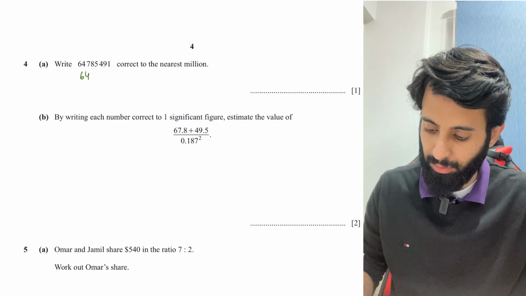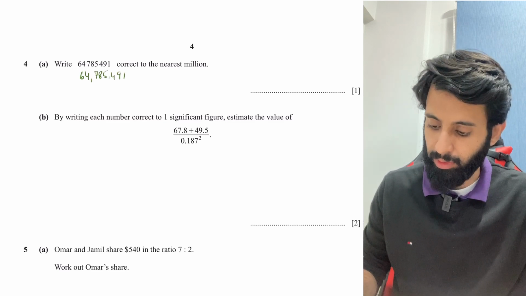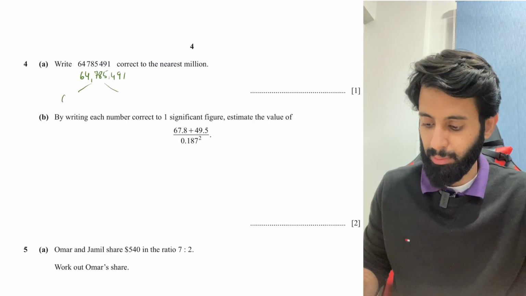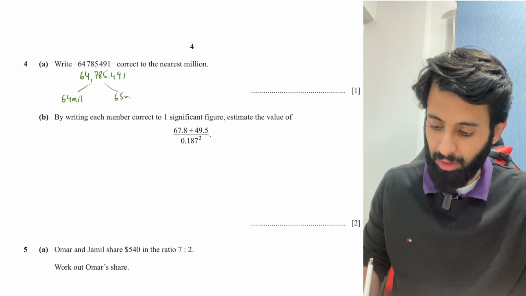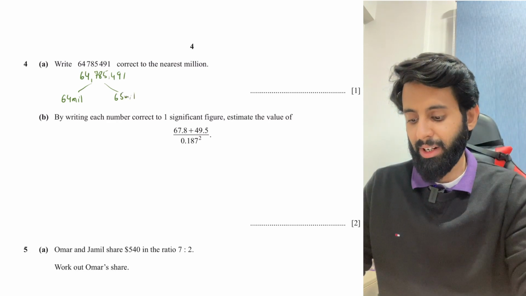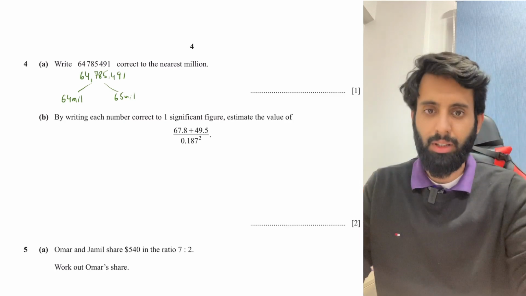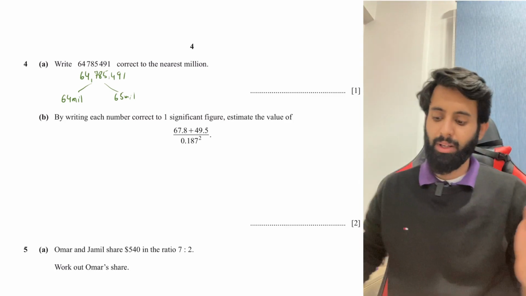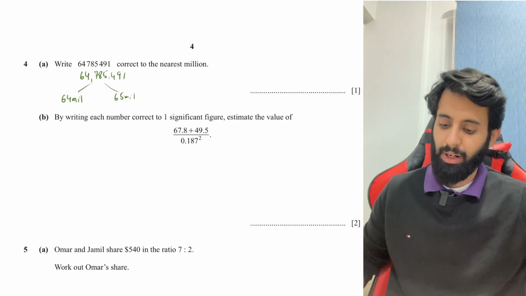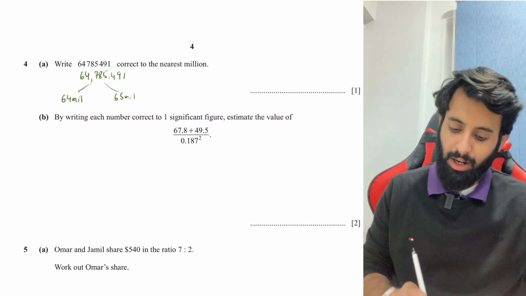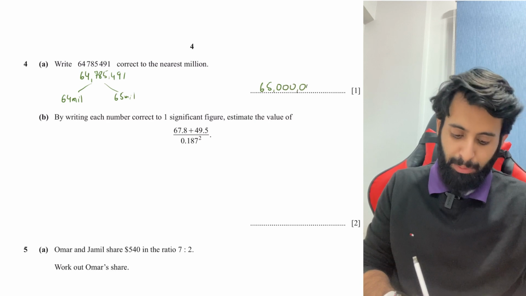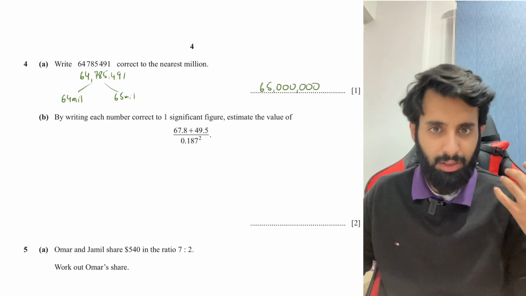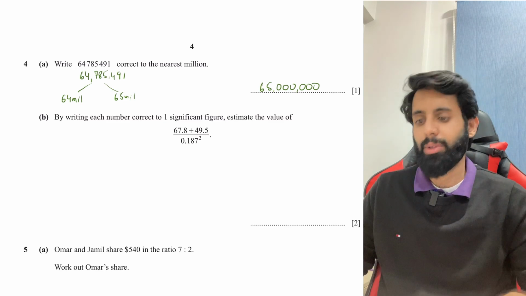Okay, so 64,785,491. It's between 2 millions. So one of them is 64 million, and the other is 65 million. Okay, so that's sorted out. Now 785,000 means that it is beyond the halfway mark. So that means it's closer to 65 million than it is to 64 million. So if I were to round this number correct to the nearest million, I would have to settle for 65 million. So I'll write 65 and then 6 zeros. So remember, thousand has 3 zeros, million has 6, billion has 9, and trillion has 12.